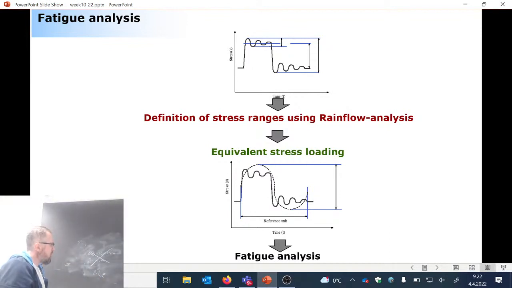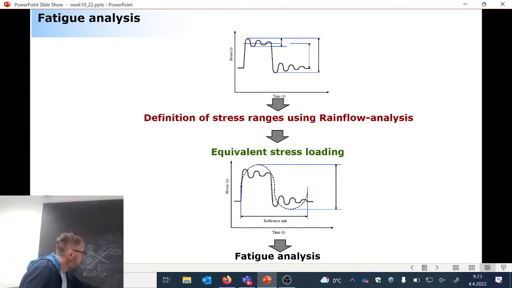This is needed because all fatigue analyses are finally made against experiments. It is so hard to do the experiments that a wide variety of different deltas would be inconvenient to test. So they always want to keep the delta equal. That's why you have to replace the number of different sizes of deltas by one, which has roughly the same level of danger as all these small ones put together. All right, and then you're ready to go with your fatigue analysis.